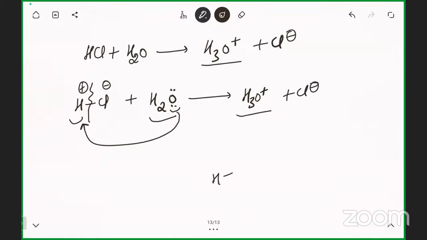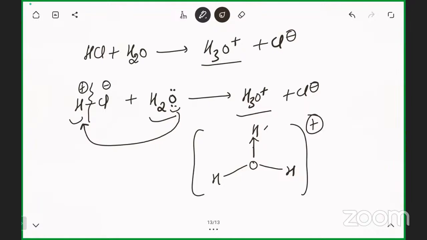If I talk about the structure of H3O positive, it will be like this. This is because oxygen is sharing its electron towards the hydrogen atom. It is not a mutual sharing, because there is no contribution of electron from the hydrogen atom towards the oxygen atom. Only the oxygen atom, which is electron rich here, is sharing the electron to the hydrogen. That's why I'm saying it is not a mutual sharing, it is just a sharing.